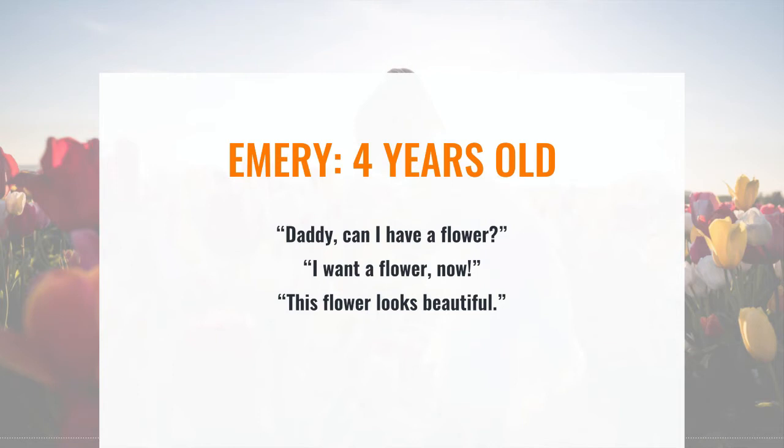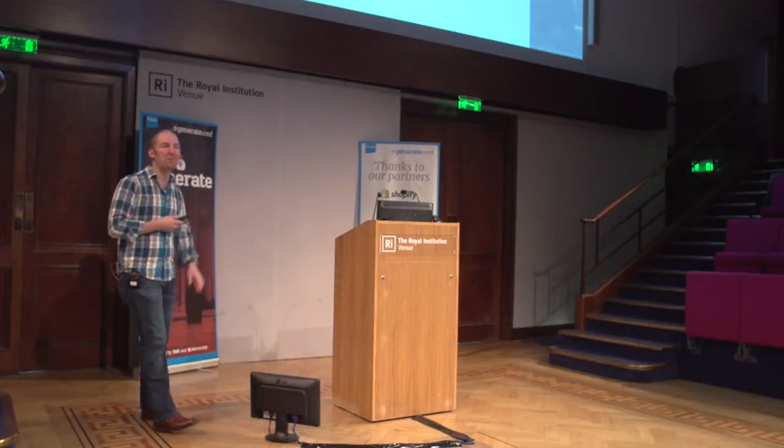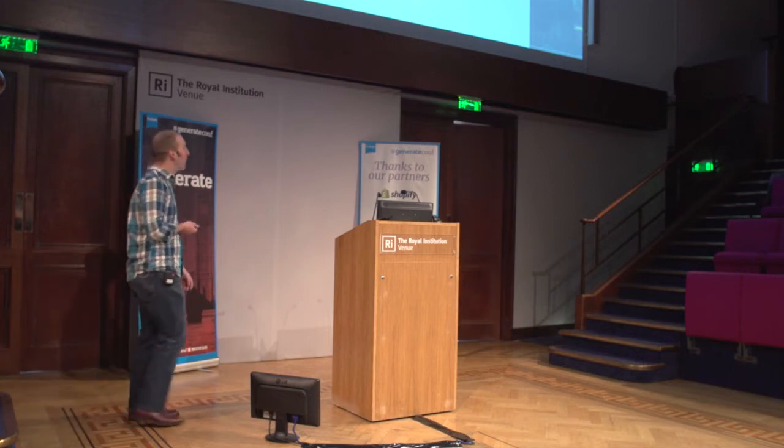But when she asks for a flower, she says, "Daddy, can I have a flower?" Nice question to ask. If I don't respond quickly enough, she's like, "Daddy, I want a flower now." That's a 4-year-old. And then when you give her the flower, she says, "Oh, this flower is beautiful," and your heart melts, and you're like, "I should have given her 2 flowers."